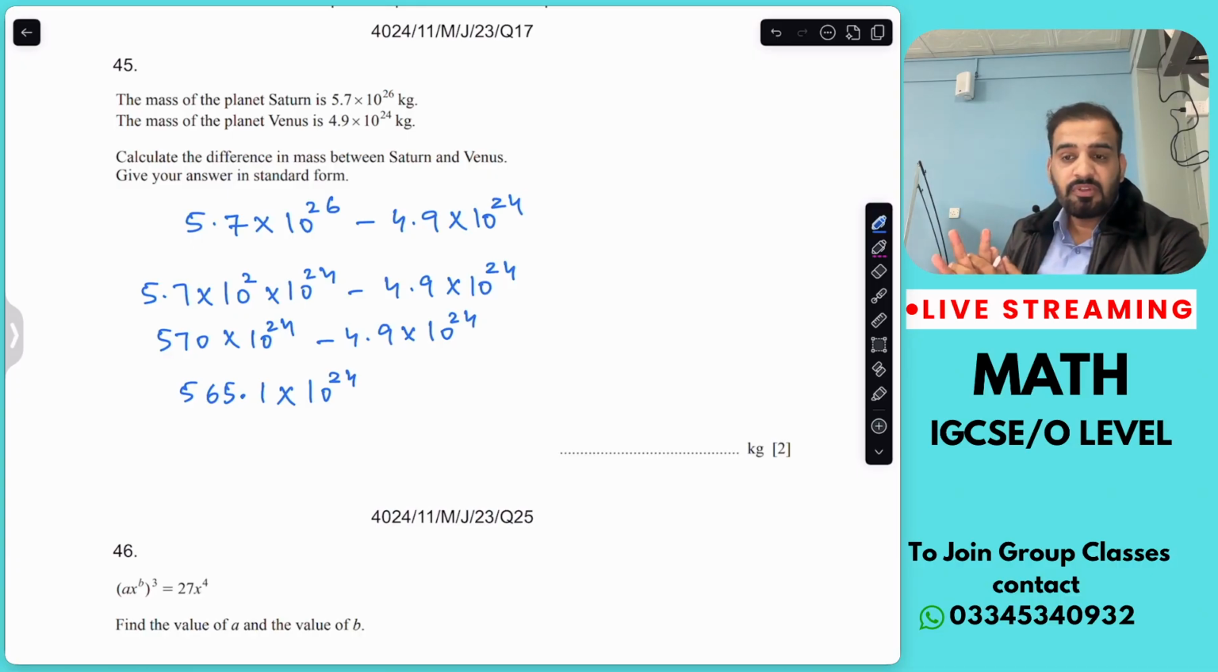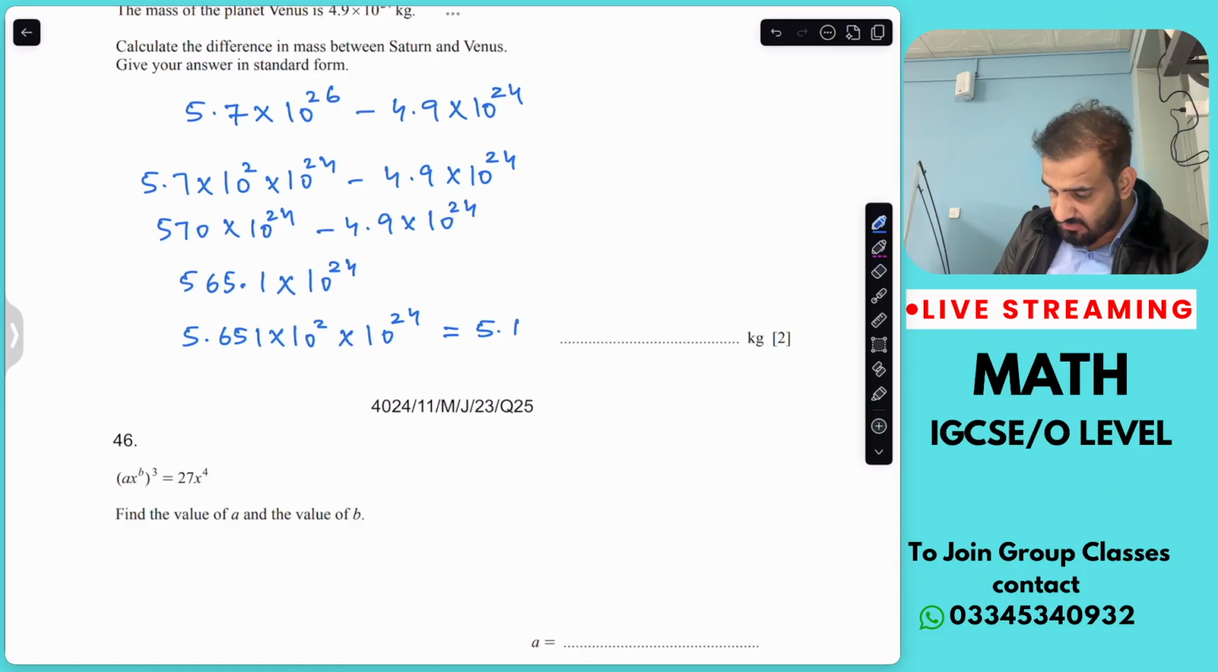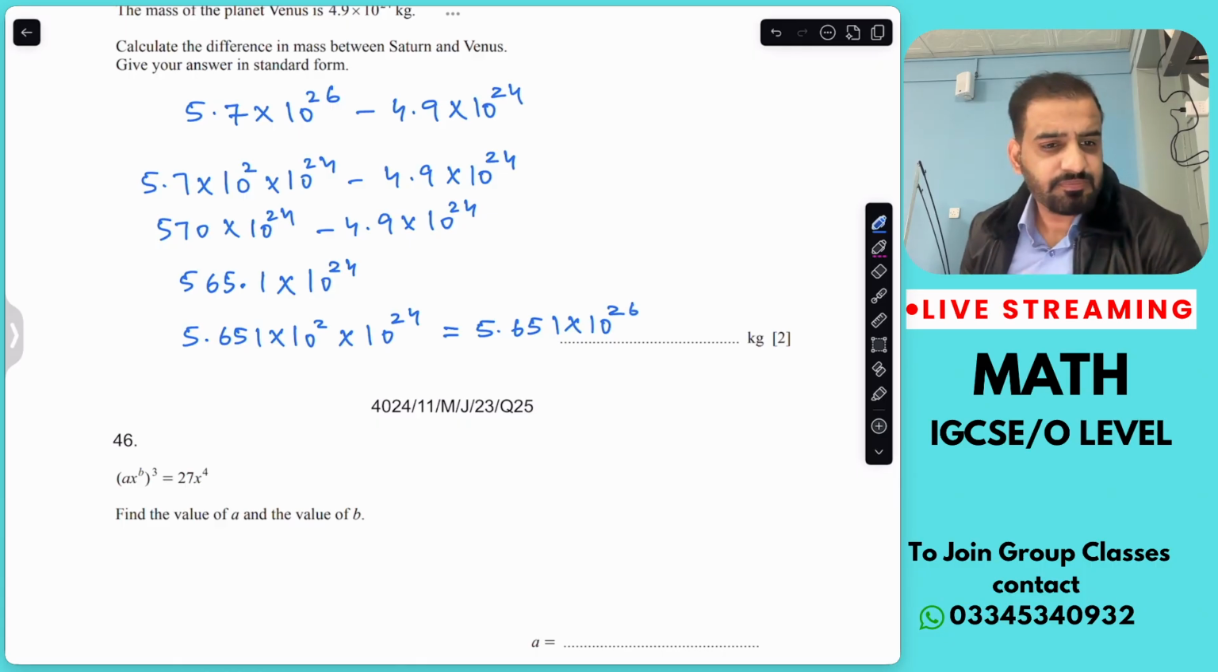So what we will do, we will move this decimal 2 digits to the left. So moving this decimal 2 digits to the left, 5.651 cross 10 square cross 10 to the power 24, which will give me 5.651 cross 10 to the power 26.